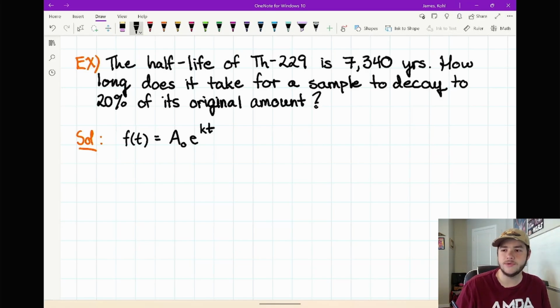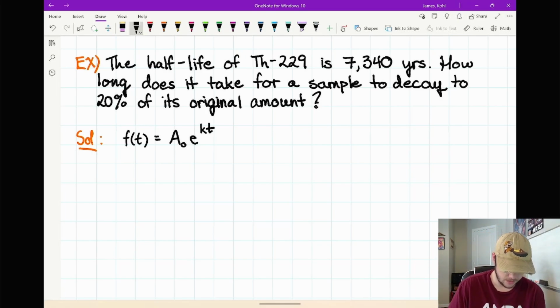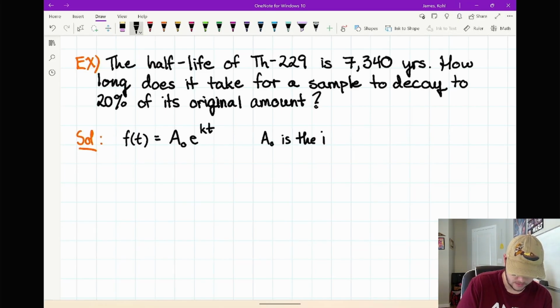So, how do I use this information to fill in the pieces? If I had these pieces filled in, I would just find whatever the initial amount is, and then I'd take 20% of that, set it equal, and figure out what t is. But in order to do that, I've got to fill out my model first. So, one thing I know is that it will decay to half of its original amount in 7,340 years. Remember, a naught is the initial amount.